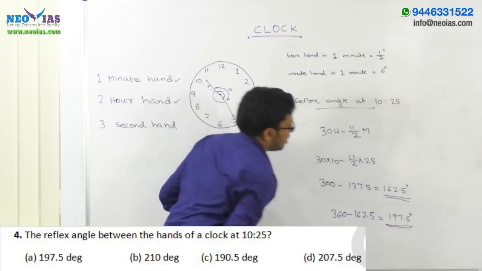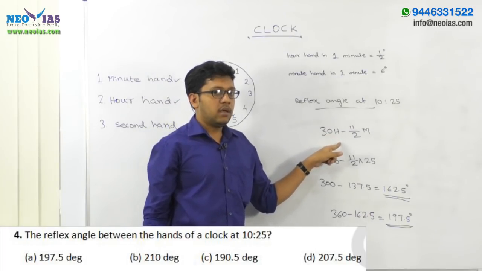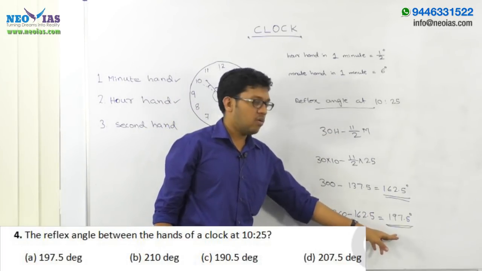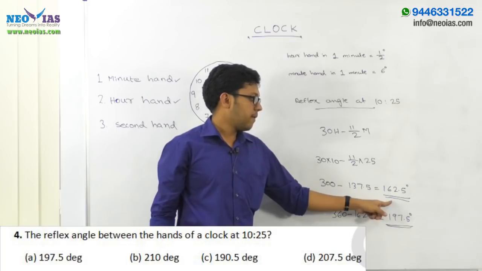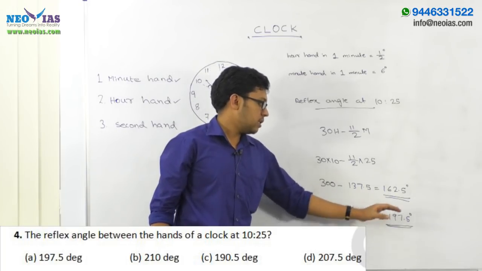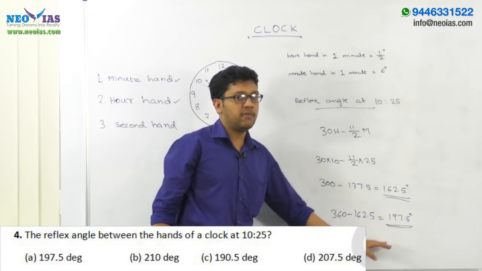After doing a problem with this formula, just check whether you have got a reflex angle or an acute or obtuse angle. If they have asked for reflex angle, subtract your angle from 360 degree and get your answer in that way.